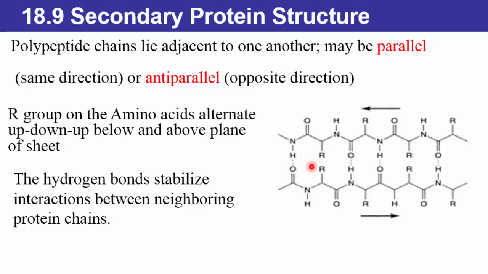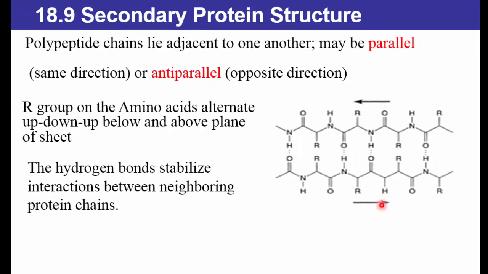Now the hydrogen bonds, which I showed you, stabilize interaction between neighboring protein chains. And the hydrogen bonds, as different from the alpha helix, run perpendicular to the direction of the chains. In the alpha helix, we said the hydrogen bonds run parallel to the alpha helix axis. Here no, they are perpendicular to the direction of the chain.